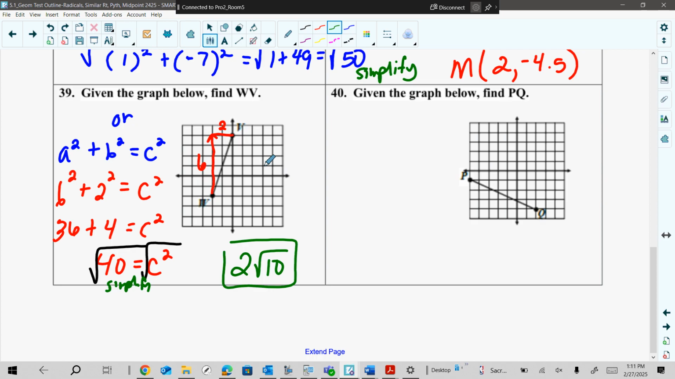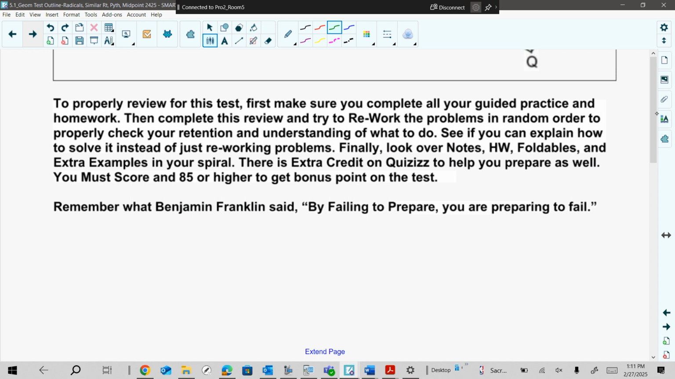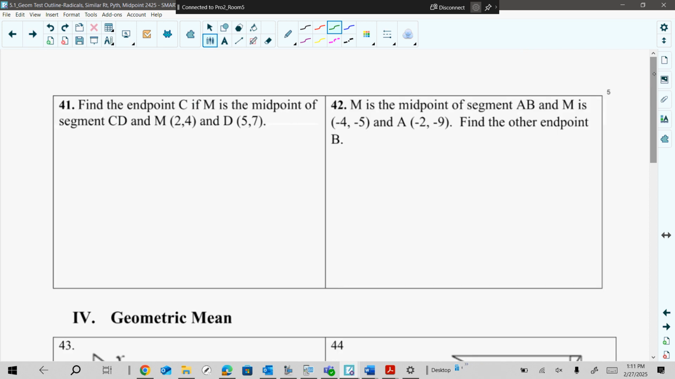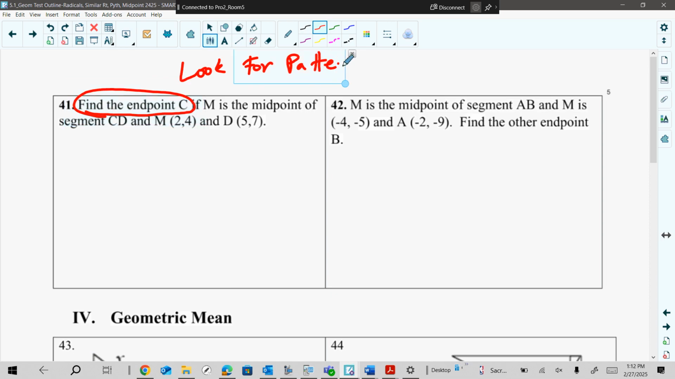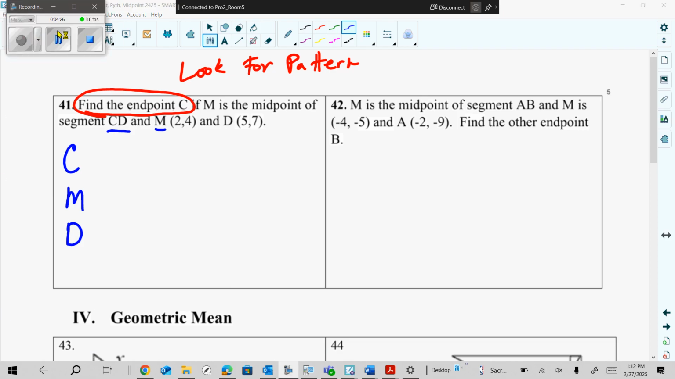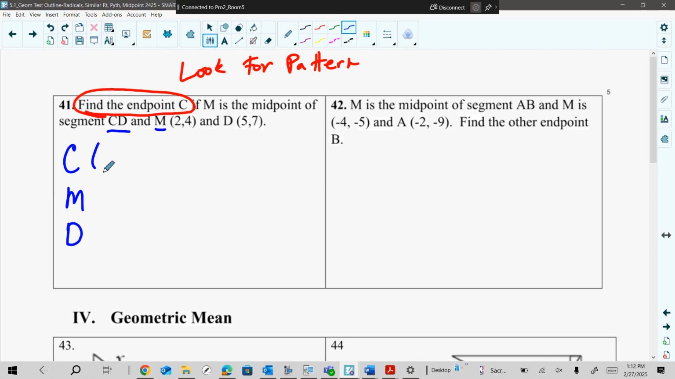Now, besides finding the midpoint, you are going to have to find the other endpoint. So this says find the endpoint C. For a problem like this, you want to look for a pattern. So the segment is CD. M is the midpoint, so it goes from C to M to D. So we don't know what C is. We do know the M, it says 2, 4, and the D is 5, 7.